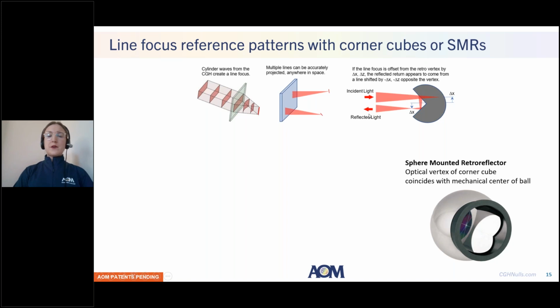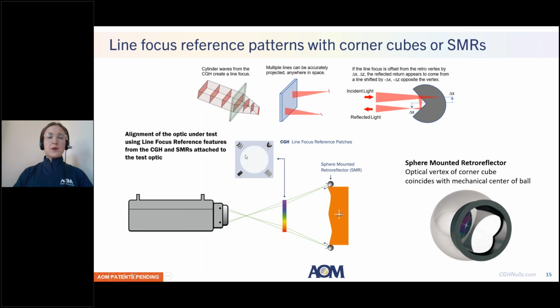We bring these lines to focus specifically to a sphere-mounted retroreflector or a corner cube. The way that this works is that if our corner cube is misaligned in dx, if we follow that incident ray as it reflects off of the two surfaces of the corner cube, it will appear to us as if the line has actually shifted in the opposite direction by delta x. And what we see on our interferogram are tilt fringes. So the idea here is that we will include multiple line focus references for the horizontal, vertical, as well as dz and clocking degrees of freedom. I'll get into that a little bit later in the presentation.